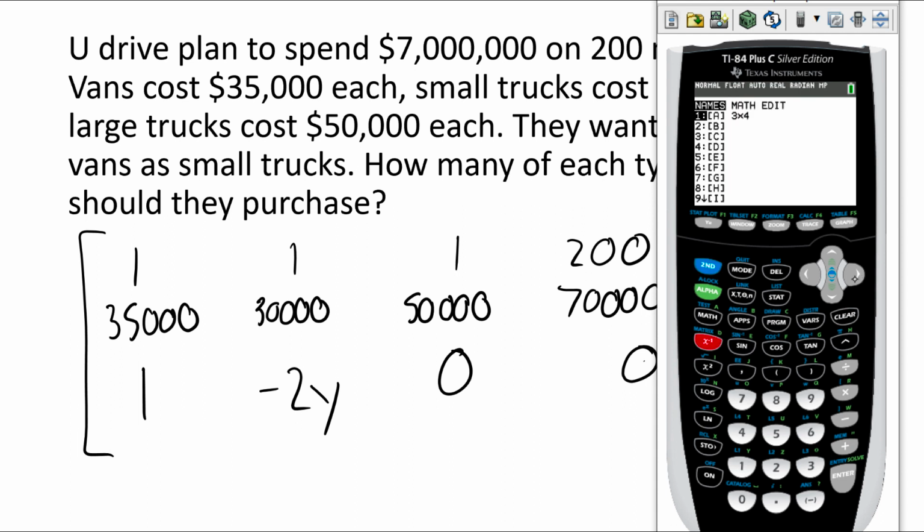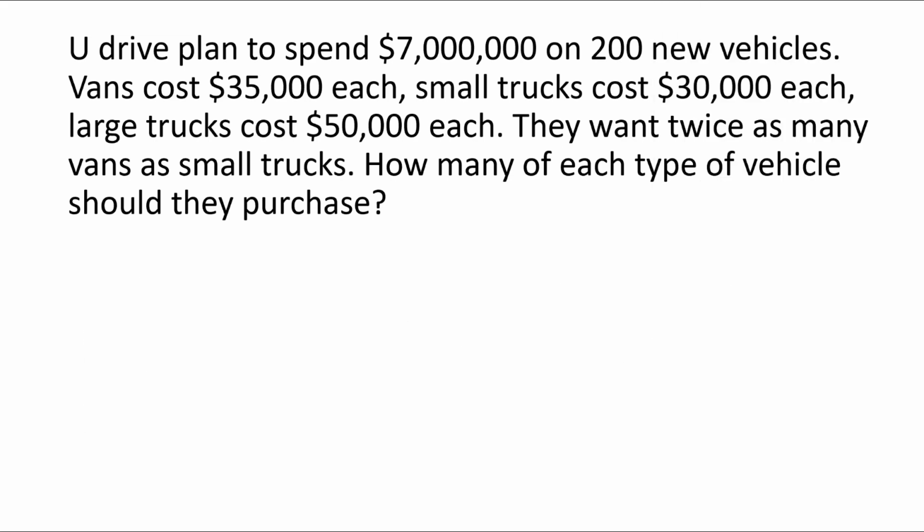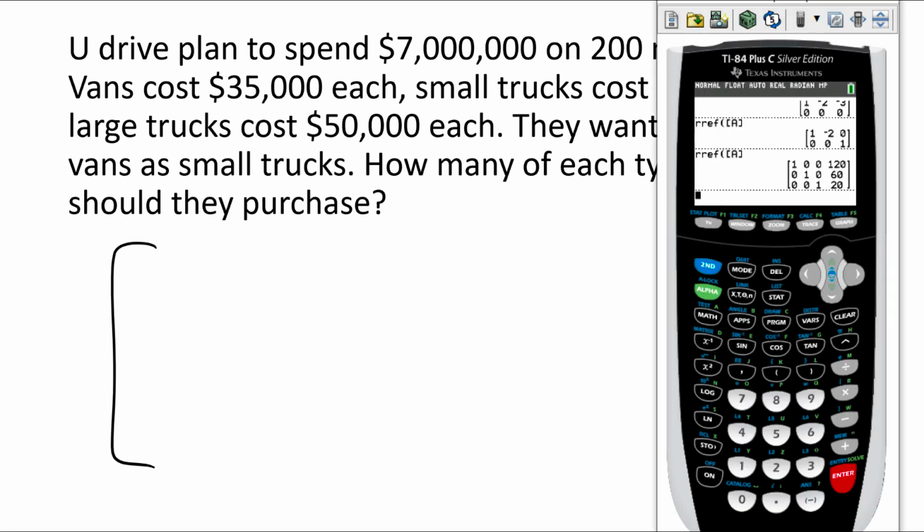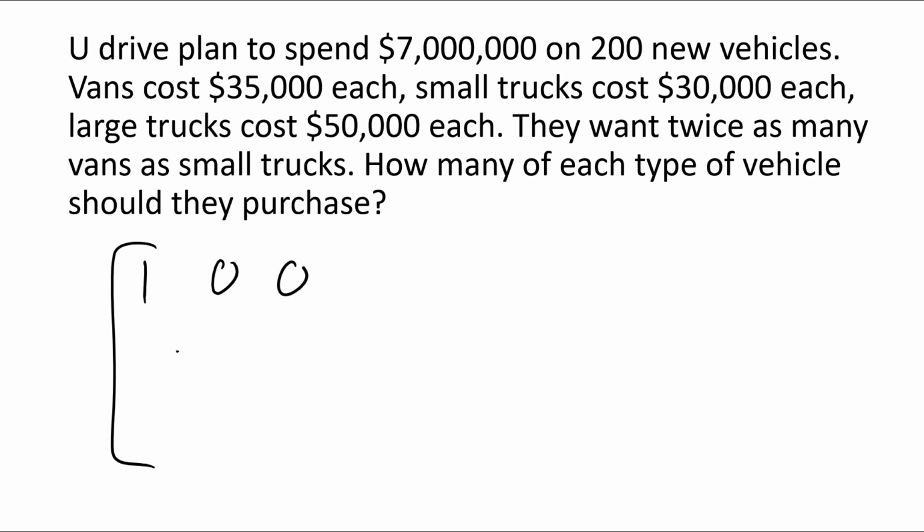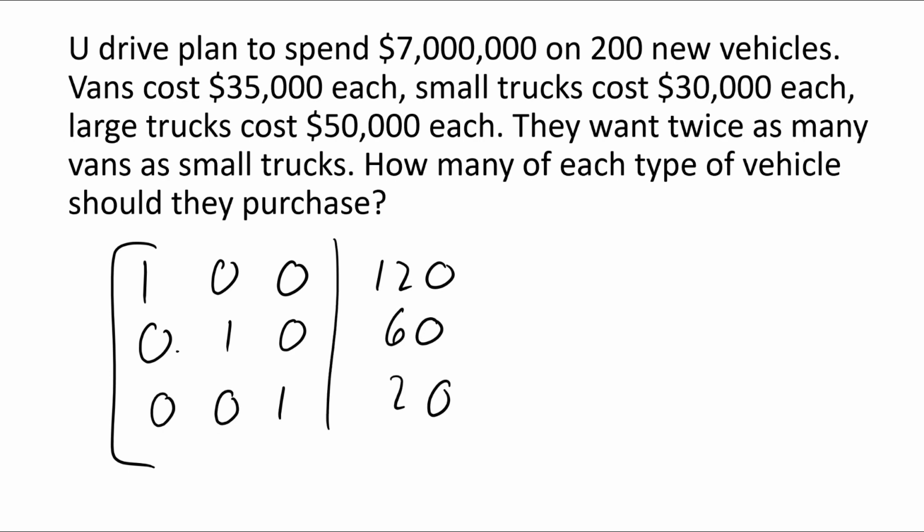All right, so now second matrix, over to math, up to RREF, and then we'll select matrix A. So second matrix, select matrix A, and then press enter. All right, so what we get is 1, 0, 0, 120, 0, 1, 0, 60, 0, 0, 1, 20. Let's write that down: 120, 60, and 20.